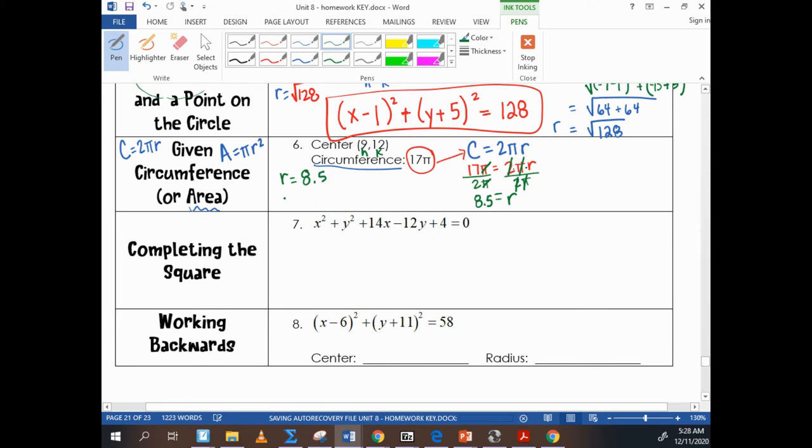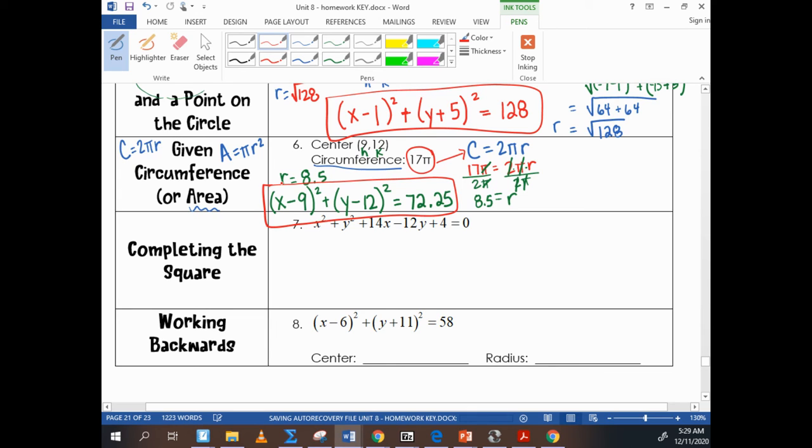So we are good to now go ahead and plug this into our equation of a circle. Let's write it over here. We've got our x minus our h, so minus 9 squared, plus y minus k, or 12 squared, is equal to r squared, which is 8.5 times 8.5. That gives me 72.25 right there. And we're done. Not nearly as bad as that one right before us, is it?